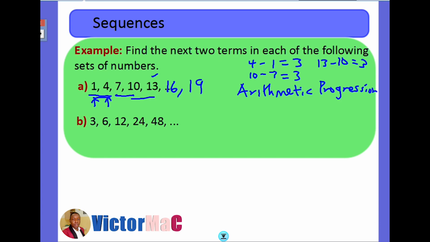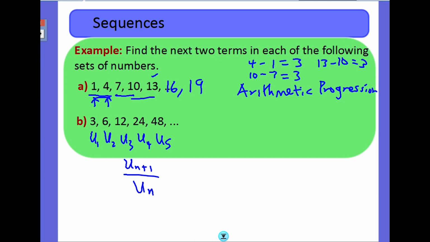But for the second sequence, if you study it, if you add 3 to the first one, we're going to get 6, but if you add 3 to 6, we're going to get 12. So what do we notice? If you try to divide, this is the first term, this is the second term, this is the third, this is the fourth, and this is the fifth. We notice that when we divide a term by the previous, using this notation, if my n is 1, then I will have u2 over u1, which means second term over first term.